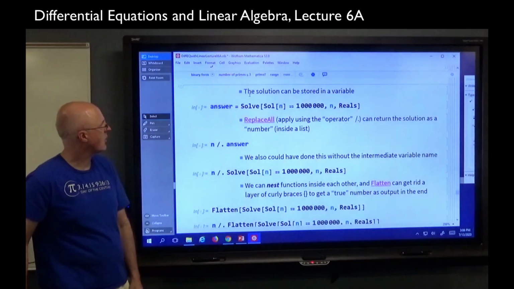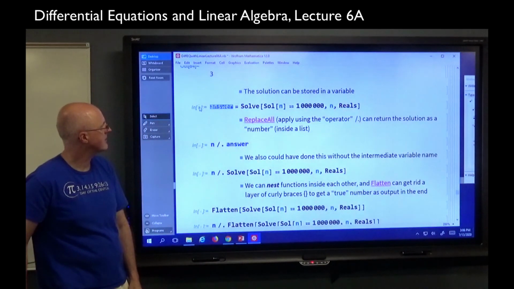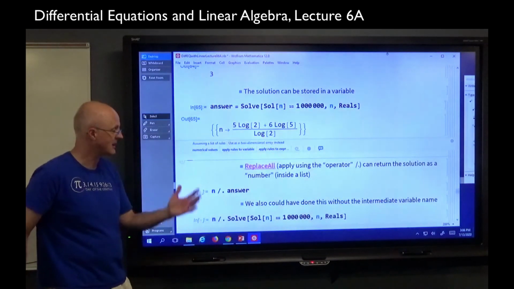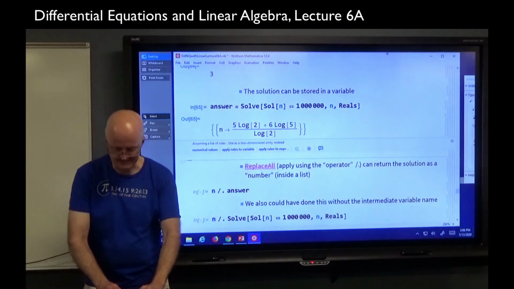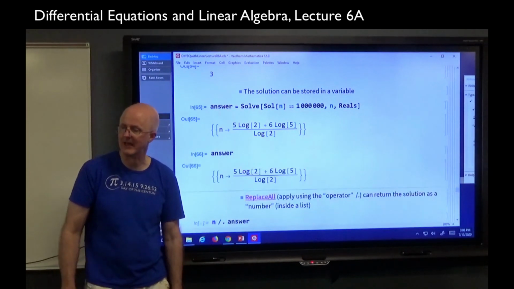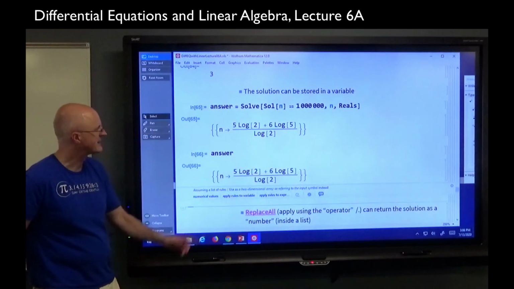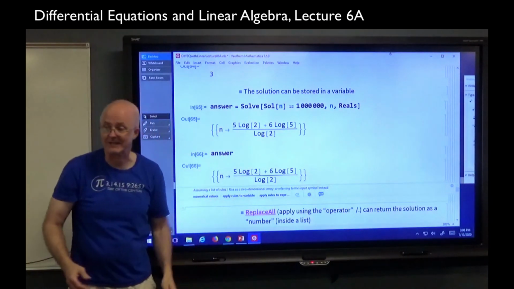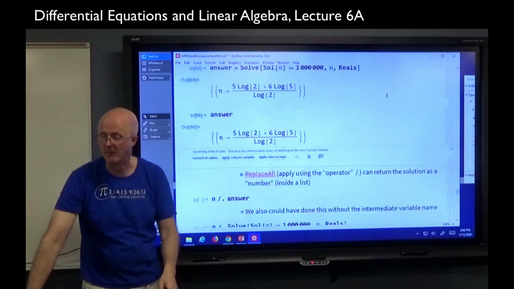We can also store the answer in a variable. I'm calling the variable answer here. Notice it's blue. When I enter this, it becomes black. Now it's got a value stored in it, and I can see that value by typing answer and entering that. It's really got this entire thing with the curly braces and the arrow and stuff in it, stored in it, so it's not truly a number in a sense.